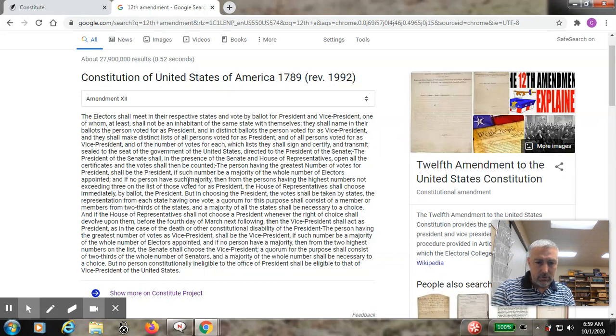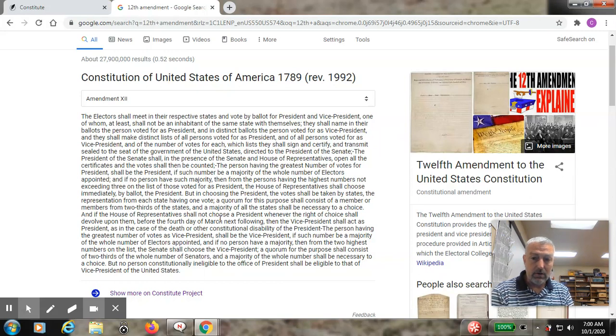If no person have such a majority, then from the persons having the highest numbers, not exceeding 3 on the list of those voted for as president, the House of Representatives shall choose immediately by ballot the president. But in choosing the president, the votes shall be taken by states, the representation from each state having 1 vote. A quorum for this purpose shall consist of a member or members from 2/3 of the states, and a majority of all the states shall be necessary to a choice. So they've got to have at least 2/3 of them present. I can't imagine them not being present. Even if there are only 2/3 of them present, it still takes a majority of votes from the states, which would be 26, to win the presidency.